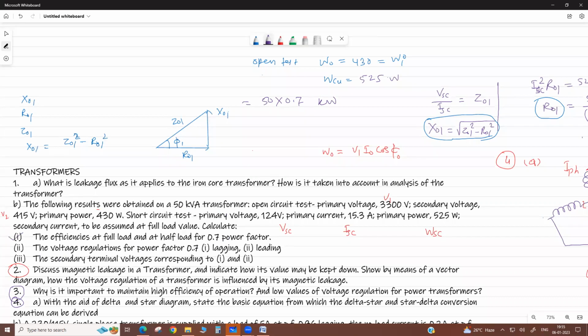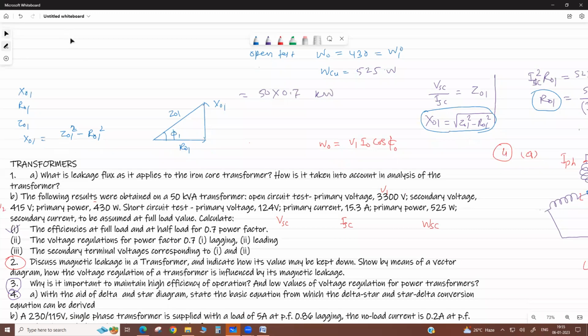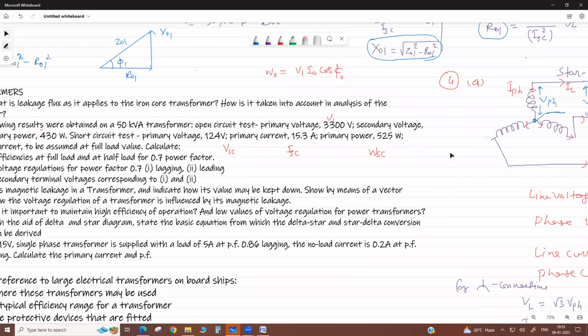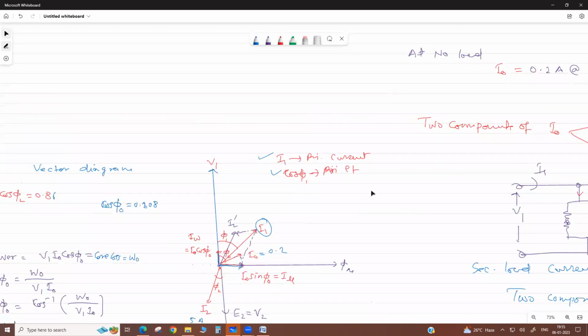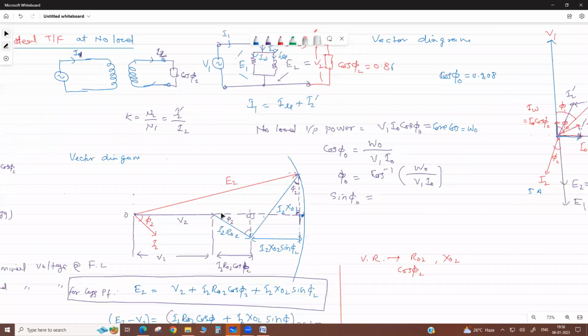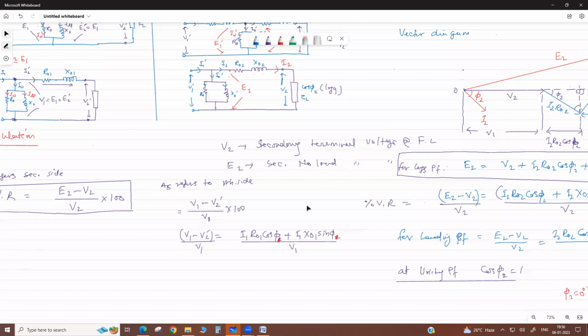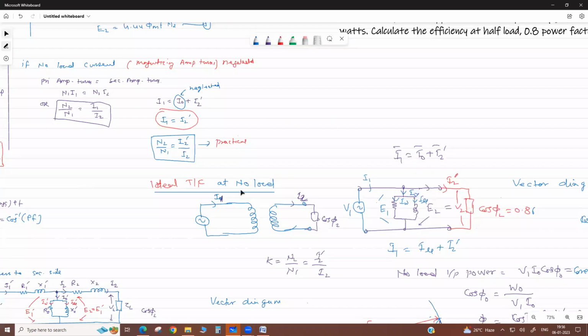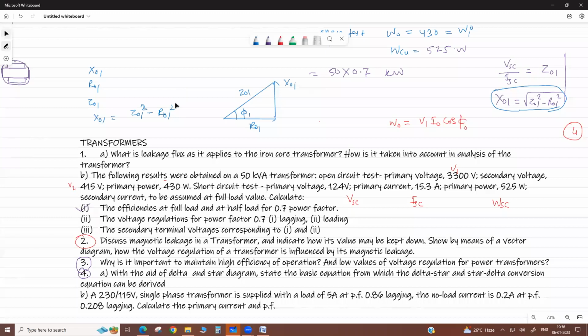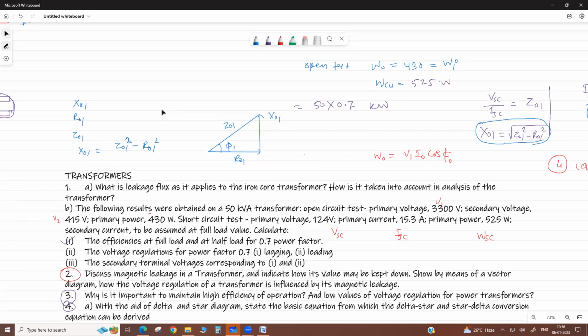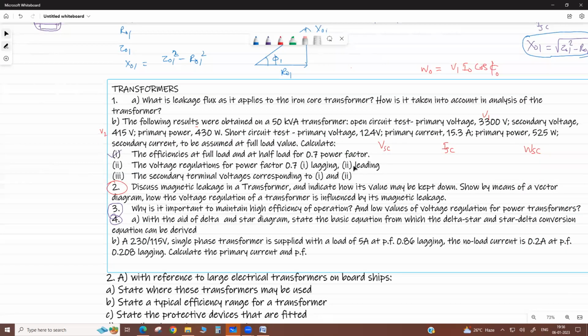Second is the voltage regulation for 0.8 power factor, lagging and leading. You use this formula as referred to the primary side. In the case of half load, the losses also reduce. Which ones? Copper losses. The iron losses will not reduce, they are fixed. Copper losses are reduced and become 1/4. Then you can calculate this voltage regulation, lagging and leading. Only in leading there is a minus sign.